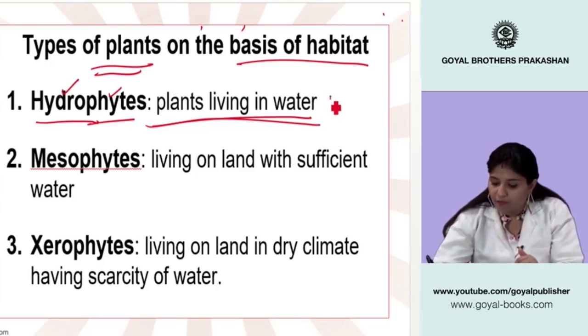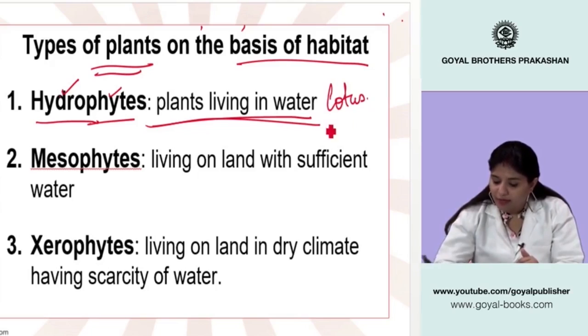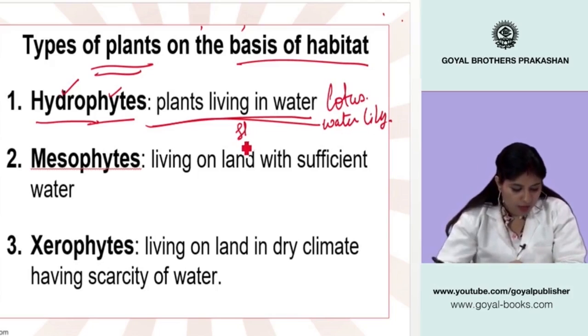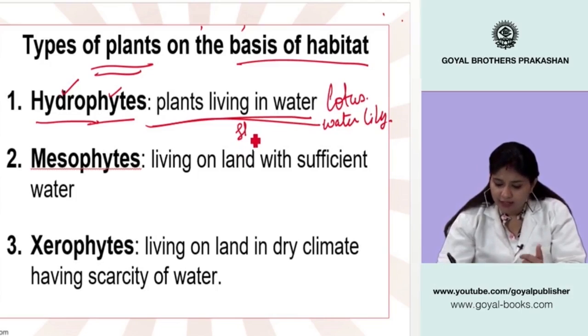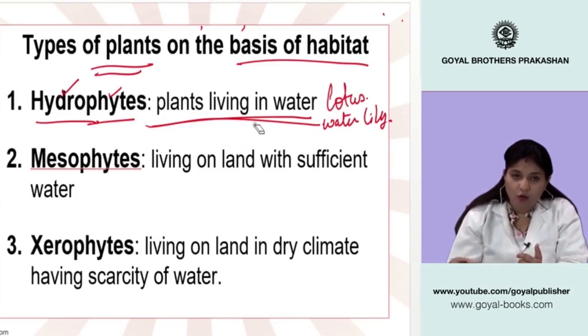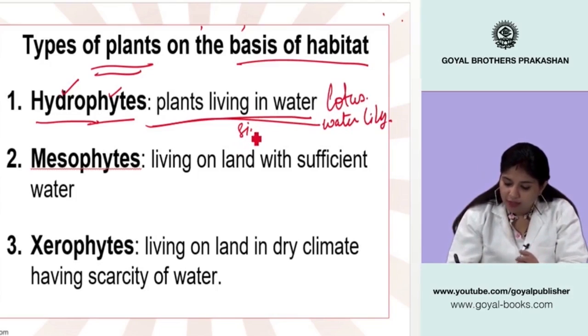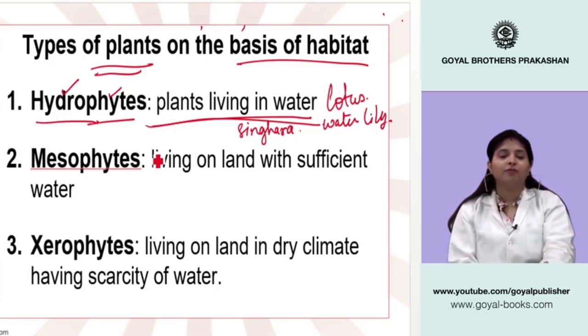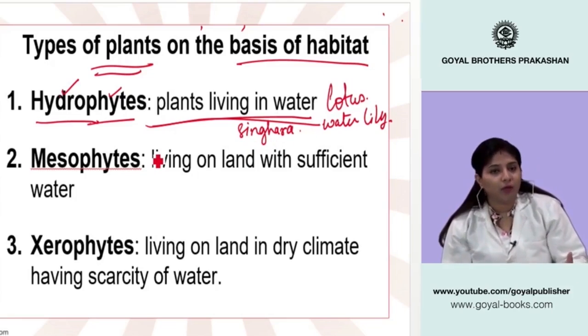For example, you have your lotus, right? Then you have your water lily. You have singhara. You all know that singhara is a kind of fruit that we eat. It is also known as the water chestnut. So we can write it down as singhara for your better understanding. These are the different kinds of plants that we see in the aquatic system.